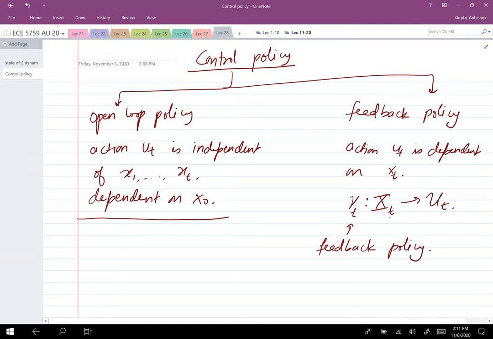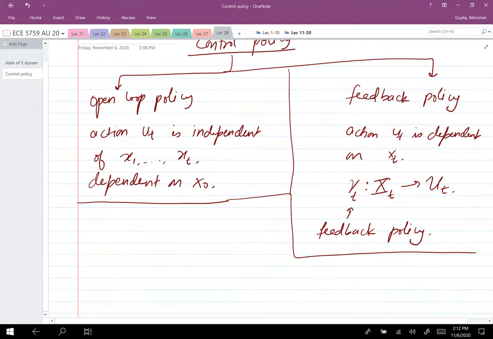Because when your eyes are open, you're looking at the current state of the system and then taking an action. Whereas if your eyes are closed, you're essentially just executing a set of commands without necessarily observing the state of the system. So can someone tell me a physical situation where open loop policy is used? Feedback policy is pretty clear. Almost every situation you encounter in day-to-day life with your eyes open, you are using a feedback policy, because you look at the current state of the situation and then you take an action. So can someone tell me about a situation where open loop policy is used, where you don't really observe the state of the system, you just execute a command based on some predetermined rule?